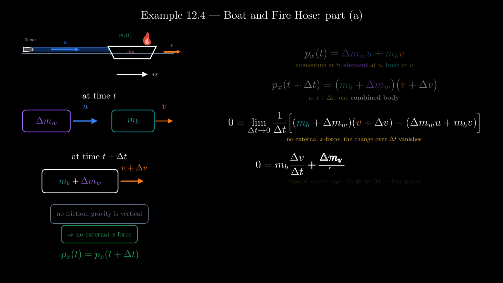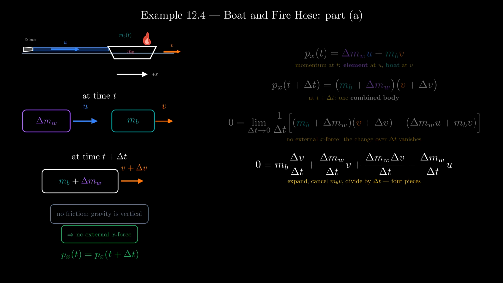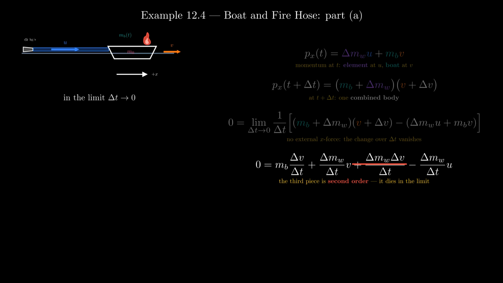Expand the product, the m sub b v terms cancel, leaving 4 pieces. M sub b delta v over delta t, plus delta m sub w over delta t times v, plus delta m sub w delta v over delta t, minus delta m sub w over delta t times u. The third piece is second order, a product of two vanishing quantities divided by delta t only once, so it dies in the limit. The remaining ratios become derivatives.